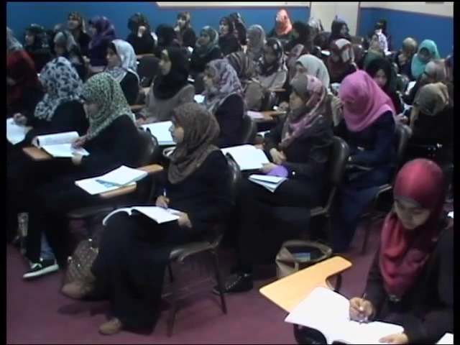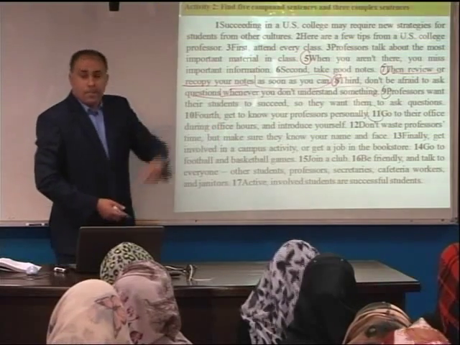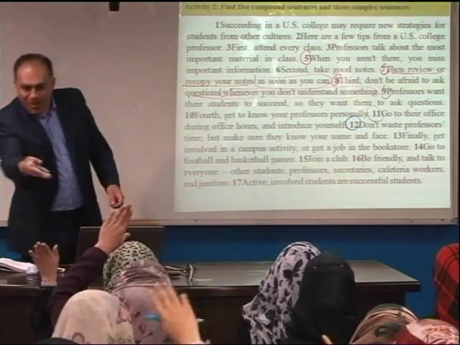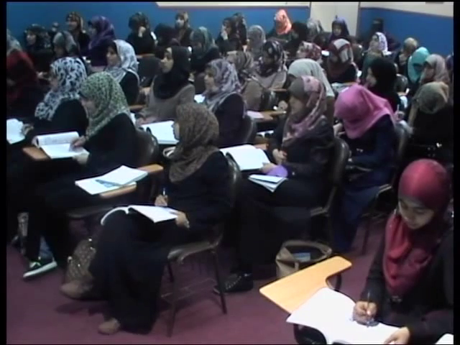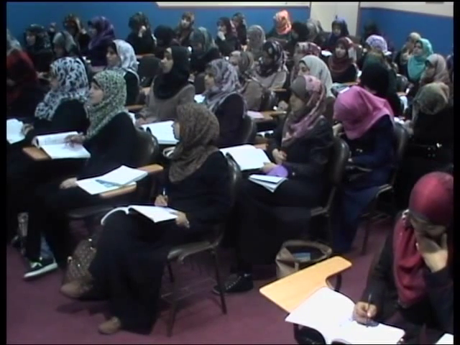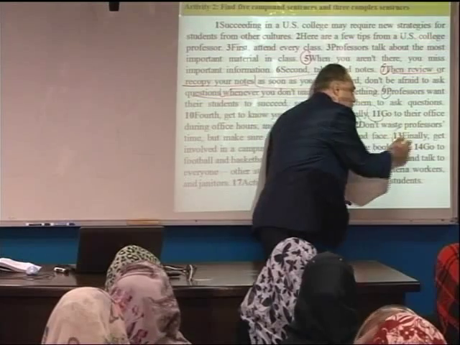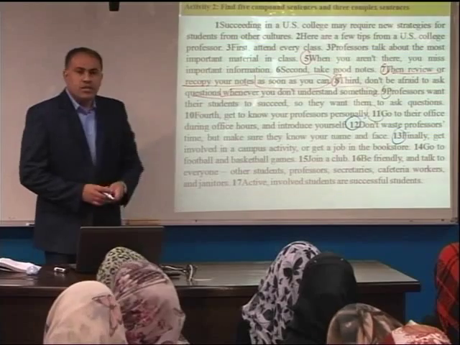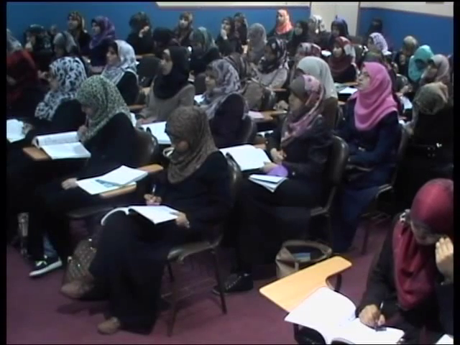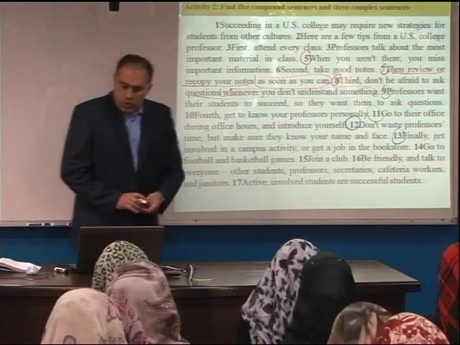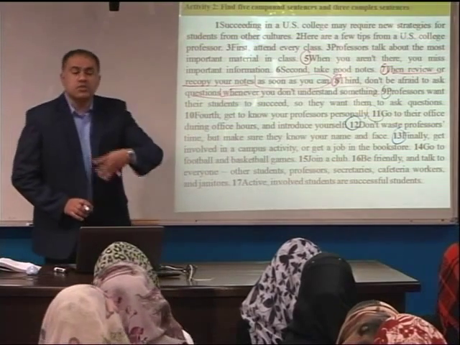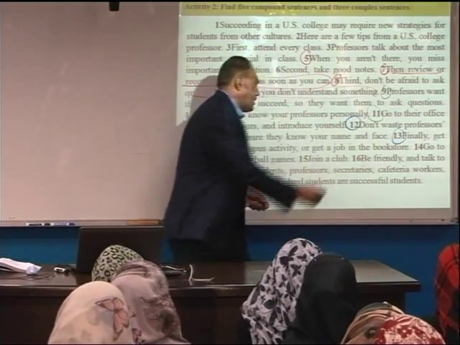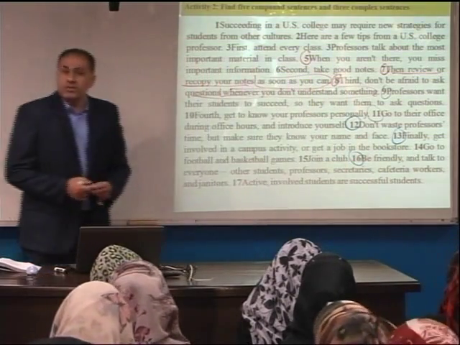Number 12: "Don't waste professors' time, but make them..." Two more. "Finally, get involved in a campus activity or get a job in the bookstore." That's number 13, because we have the connector "or." One more remaining: number 16, "Be friendly and talk to everyone, other students." Another compound sentence. Is this clear?